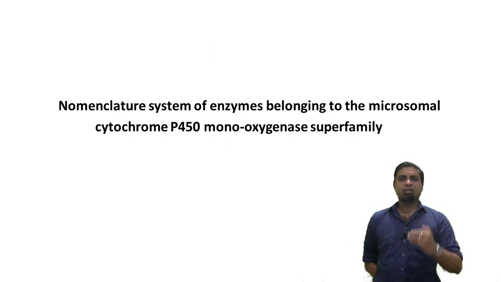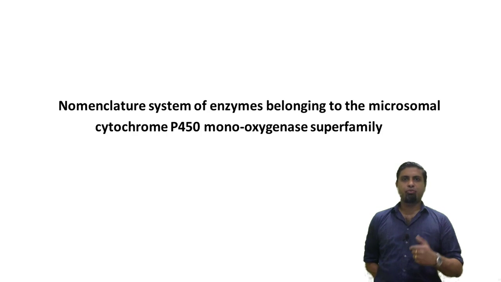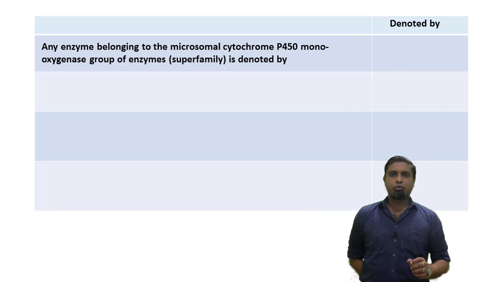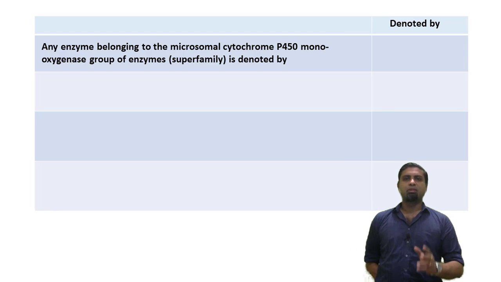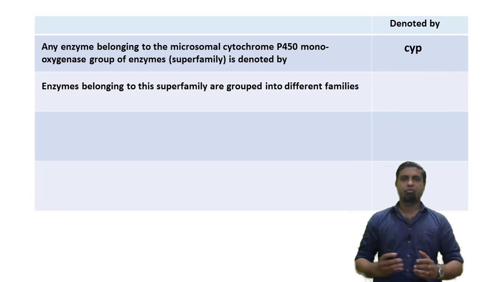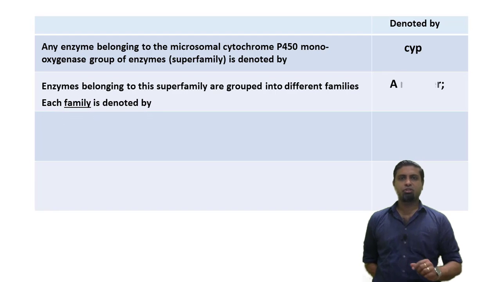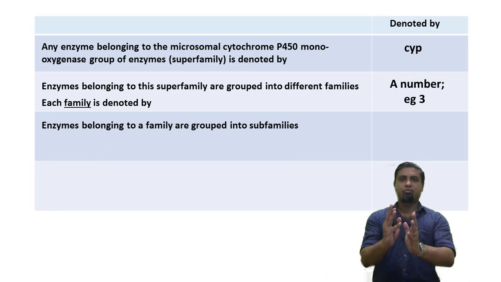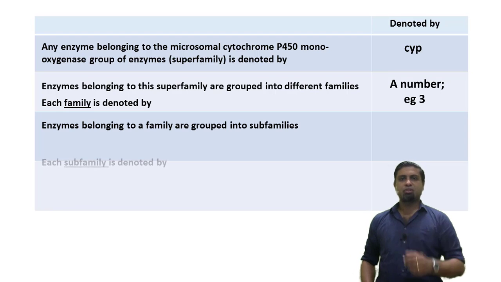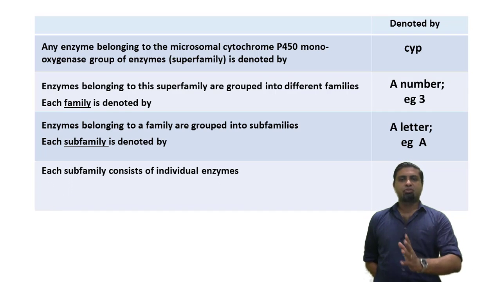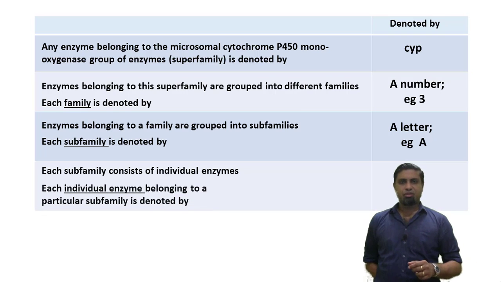Now, there is a nomenclature system for the various enzymes in this superfamily, and we need to be familiar with it. Any enzyme belonging to the cytochrome P450 monooxygenase superfamily is given the notation CYP. Now, we know that enzymes belonging to this superfamily can be grouped into different families, and each family is given a notation, a number. Again, we know that enzymes belonging to any given family can be grouped into subfamilies, and each subfamily is given a notation, a letter. And we know that each subfamily consists of individual enzymes, and each individual enzyme is given a number.